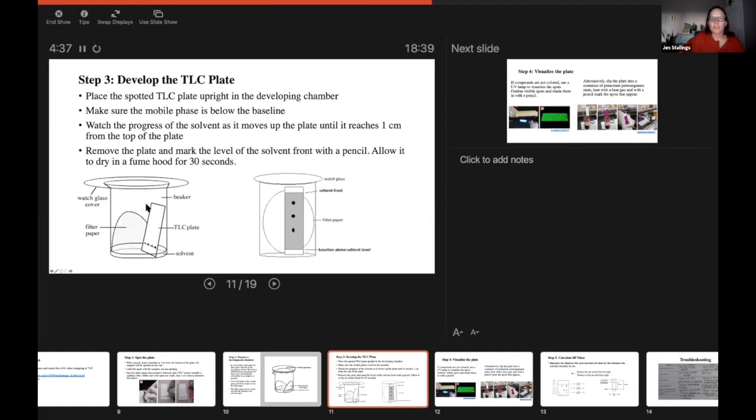So once it reaches, we'll say a centimeter from the top, you'll see it in the beaker. And if it gets to that point, you pull it out with tweezers and you mark the spot with your pencil, and then you let it dry in the fume hood because it's probably a little bit volatile smelling.